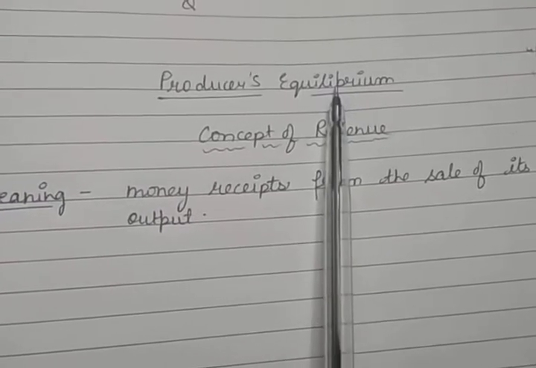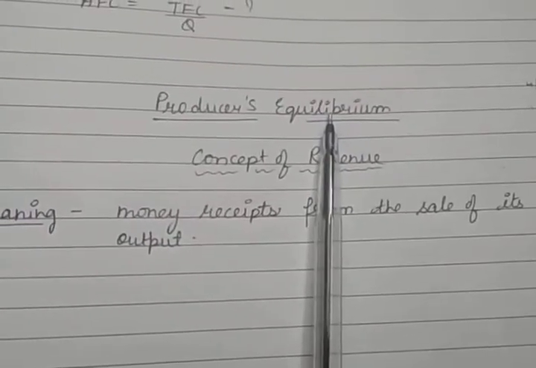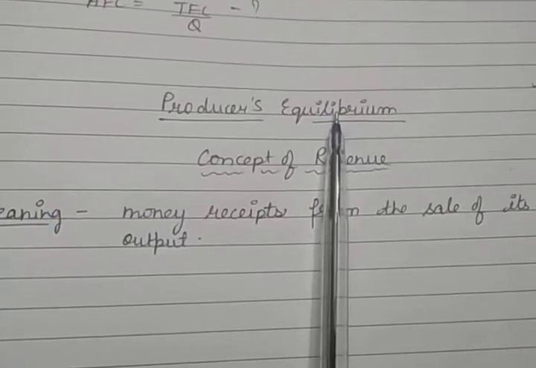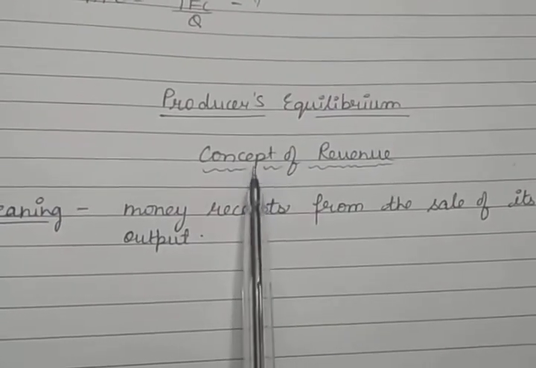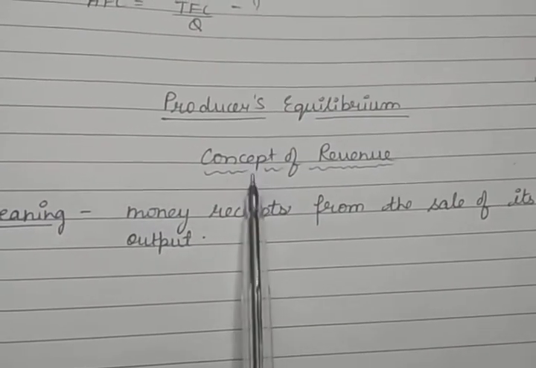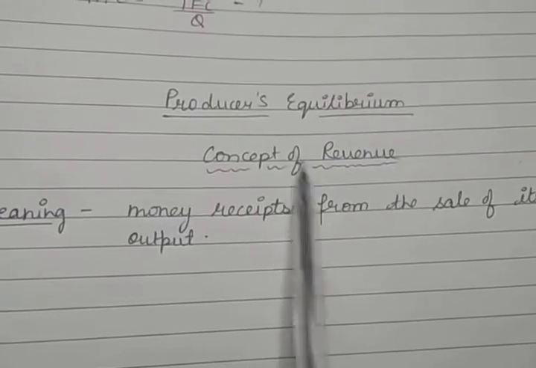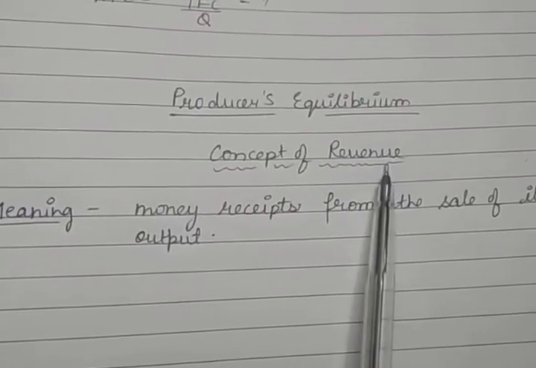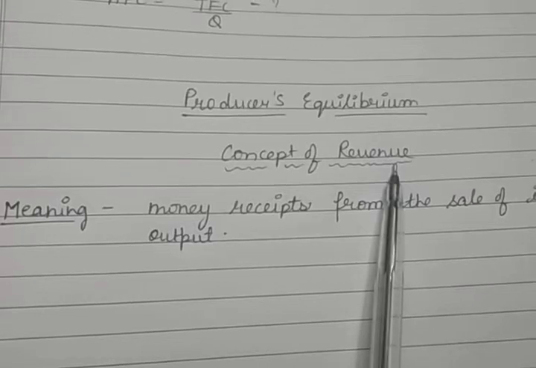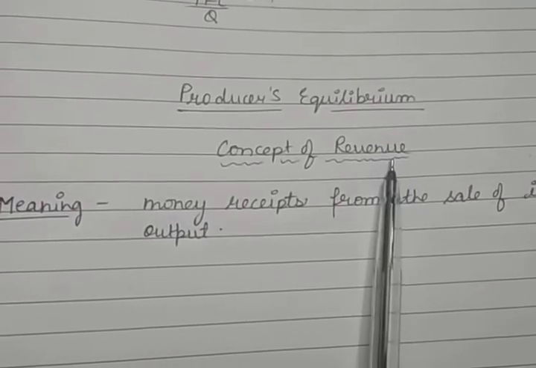Before that, in this unit, we have already discussed the production concept. Second, we discussed the concept of cost. Today I will start the new topic, that is the concept of revenue. After setting the cost, the producer wants to earn revenue. So, first of all, what is the meaning of revenue?